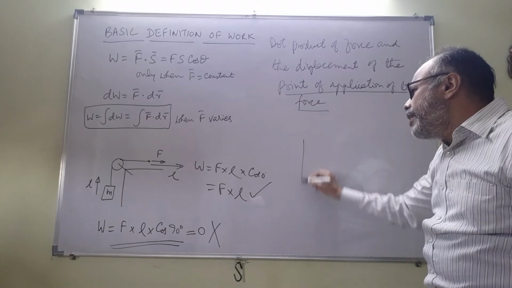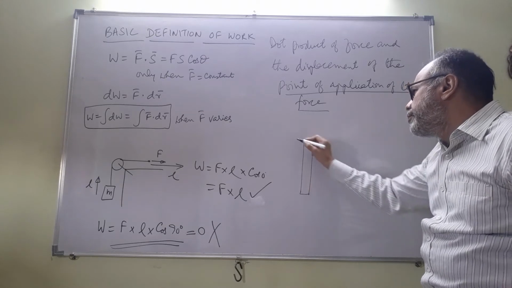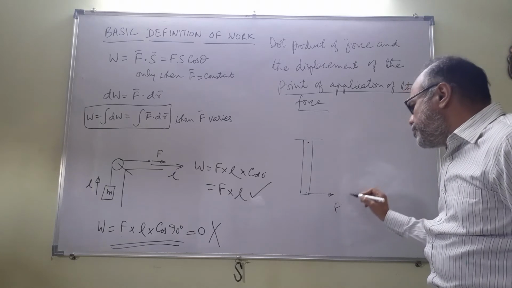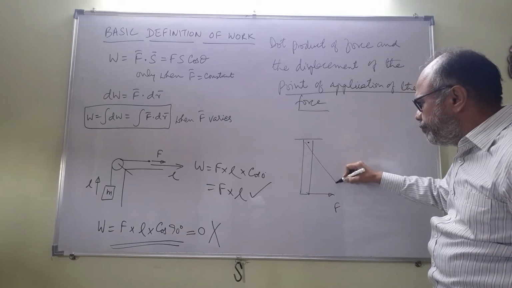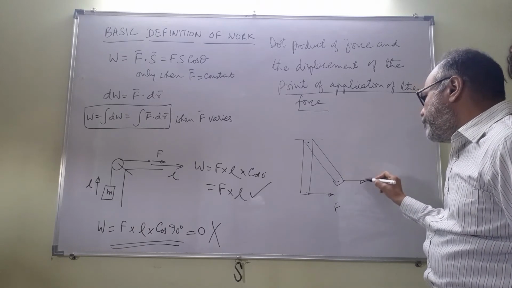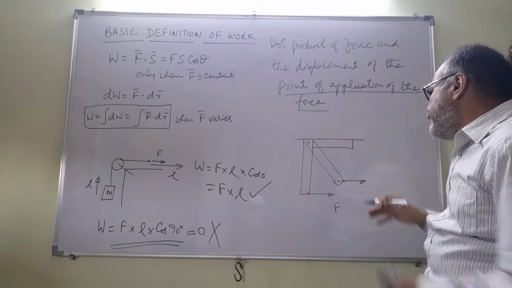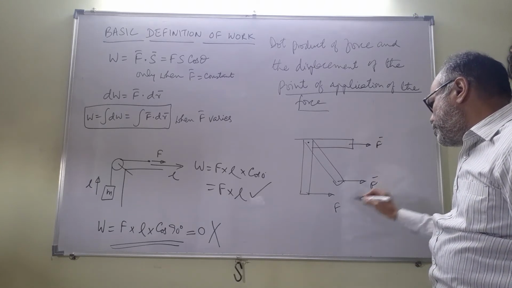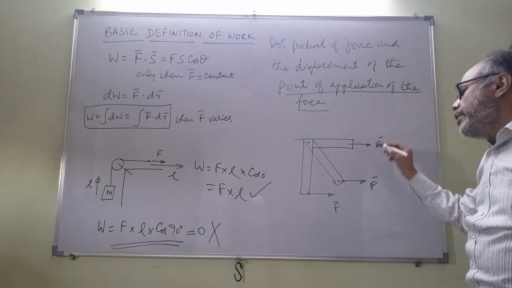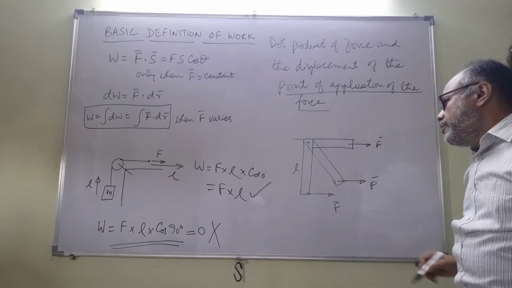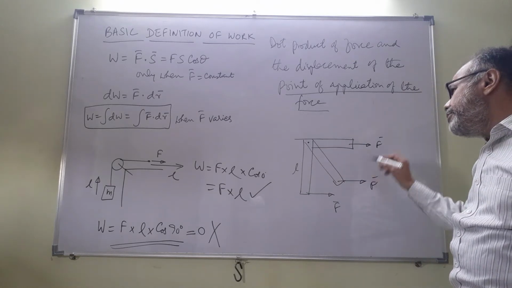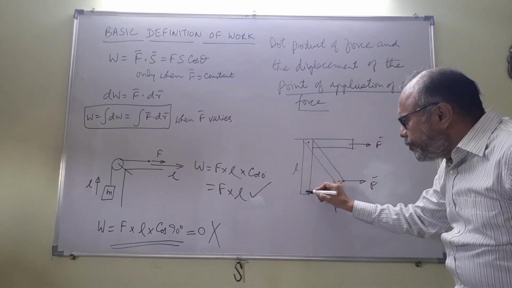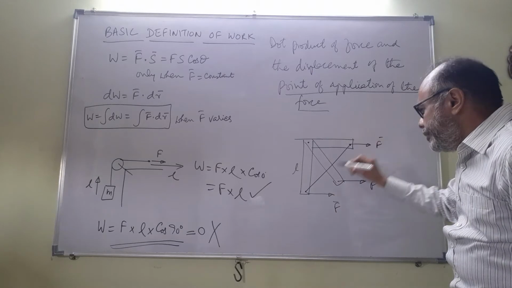For instance, if I had a rod suspended like that, I apply a constant force F to it. It is F like this. Then it comes like that. F is still like this. It's a constant force in magnitude and direction. The length of the rod is L. We wish to find out what is the work done by this force. Now, the point of application of the force, this is the displacement.